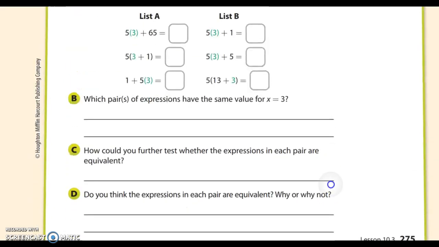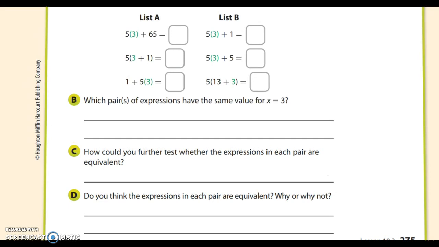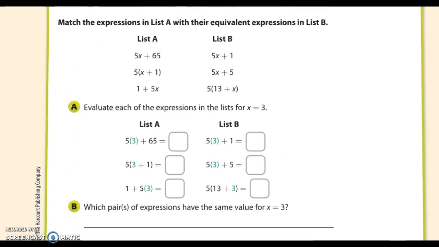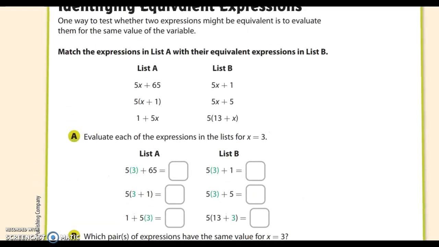Question C says, how could you further test whether the expressions in each pair are equivalent? So what we could do here is we could just change the value to something else. I'm going to prove it to you, and then I'll come back and help you answer this question C. So we chose earlier x equals 3, but we didn't have to. We could have chosen x equals 5. And I can prove that to you. I'll do that in a couple spots.